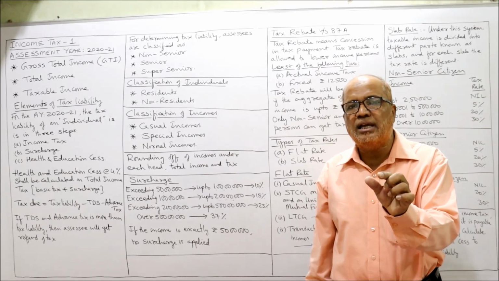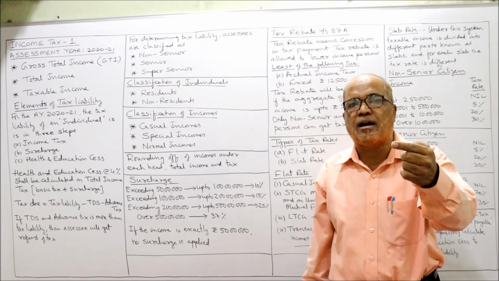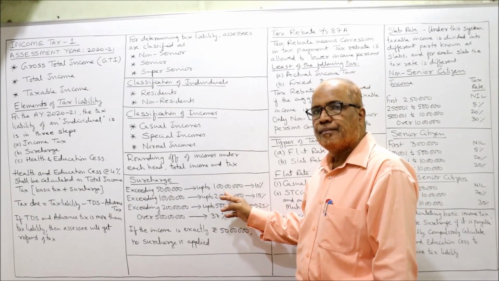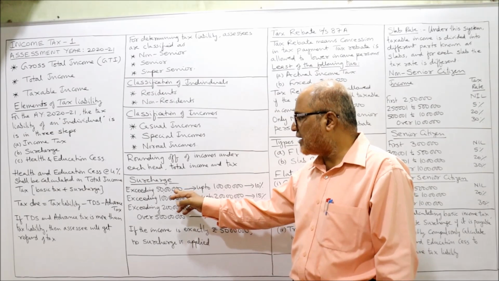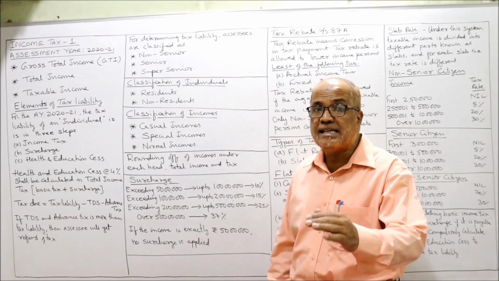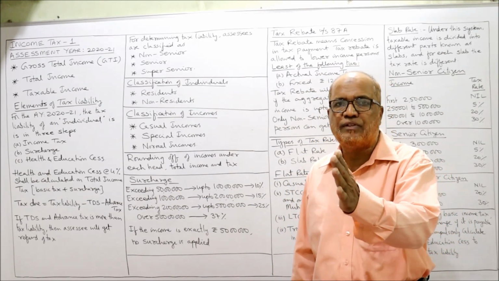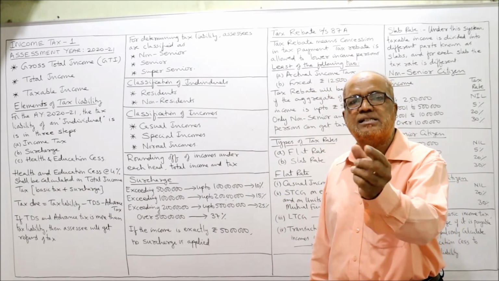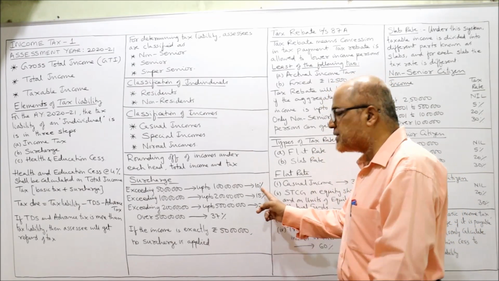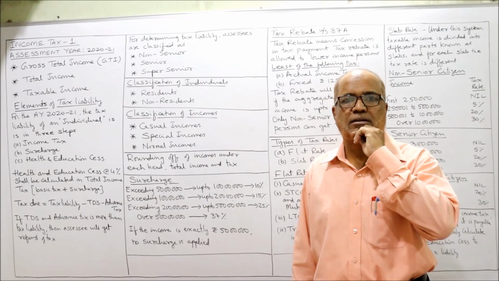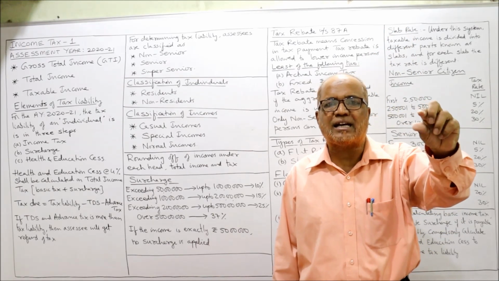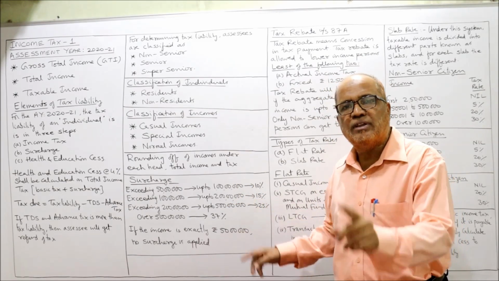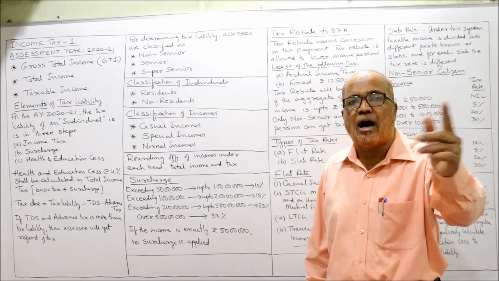If a person's total income is more than 50 lakh but up to 1 crore, it is saying exceeding 50 lakh, not up to 50 lakh, exceeding 50 lakh and up to 1 crore rupees, 10% is the surcharge. This 10% will be calculated on basic tax. So first we have to calculate the basic tax liability. On that tax, you have to calculate 10% as surcharge, if the income exceeds 50 lakh up to 1 crore.